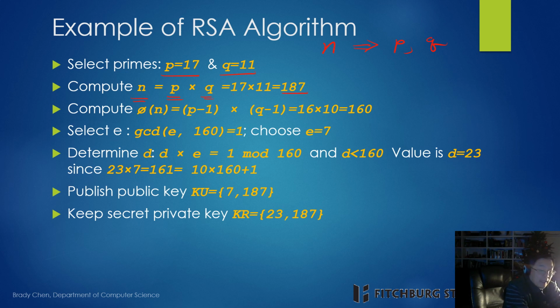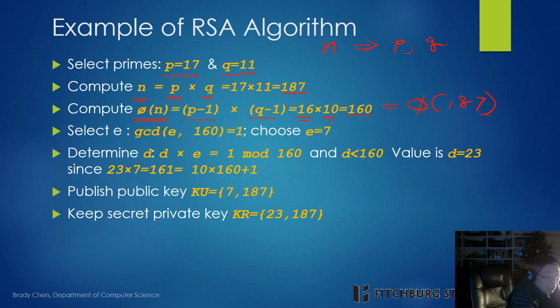I got 187. So I can easily calculate the Euler's totient of n, which is P minus 1 times Q minus 1. The P is 17, so P minus 1 is 16. Q is 11, so Q minus 1 is 10. So 160. That's the phi of 187.